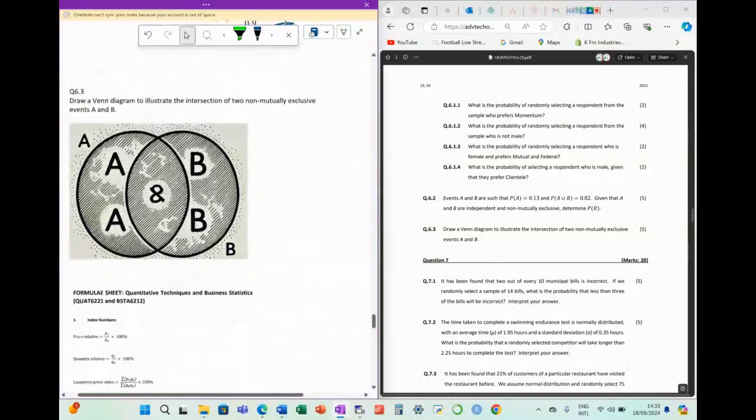The last thing they asked for 2023, at least pertaining to the units we covered for test 2, is to draw a Venn diagram to illustrate the intersection of two mutually exclusive events, A and B. This is what we are looking for, the intersection. That's all they asked. They just asked us to show a Venn diagram. They didn't give us any numbers.